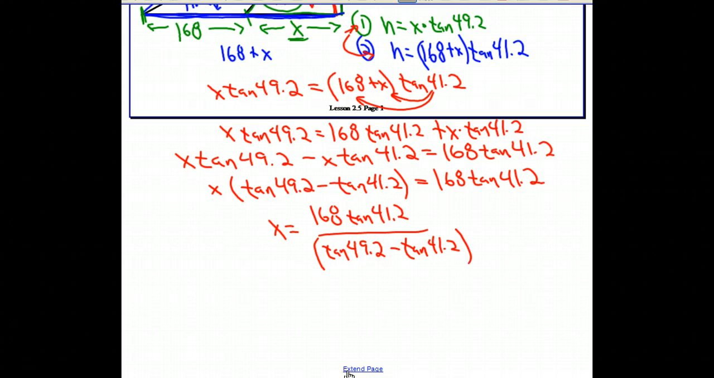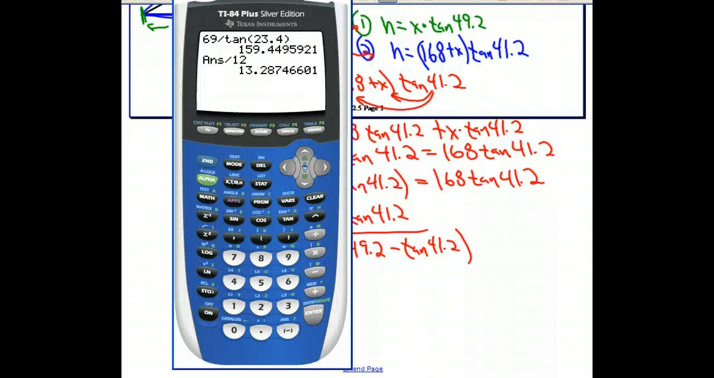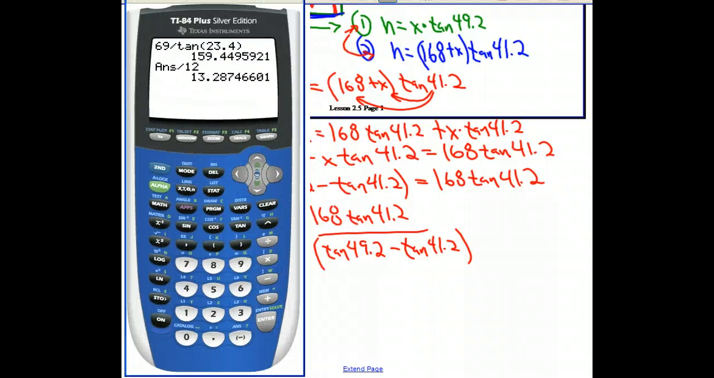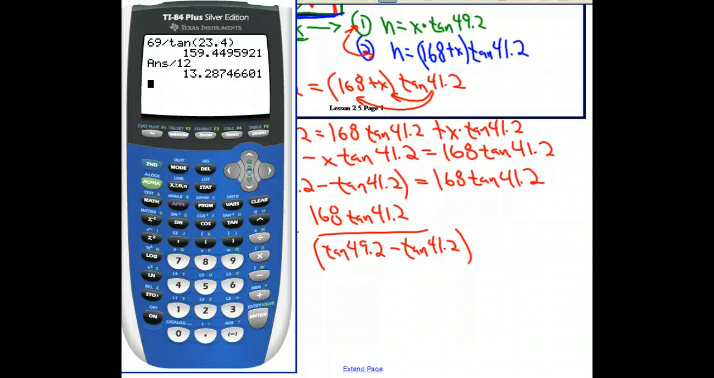All right, let's get a number for that. Pull out your calculator. There it is. And let's see what we get for this. Clear that out of here. So I've got a 168. We've got a tangent 41.2.